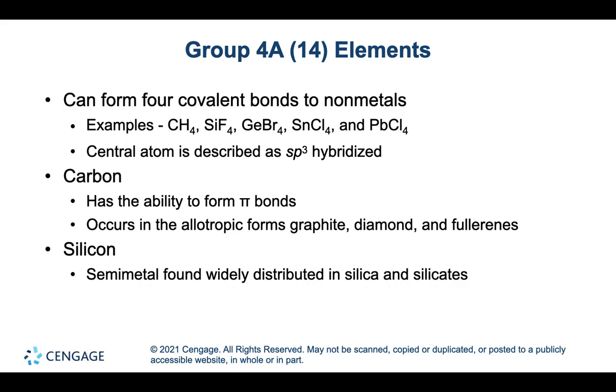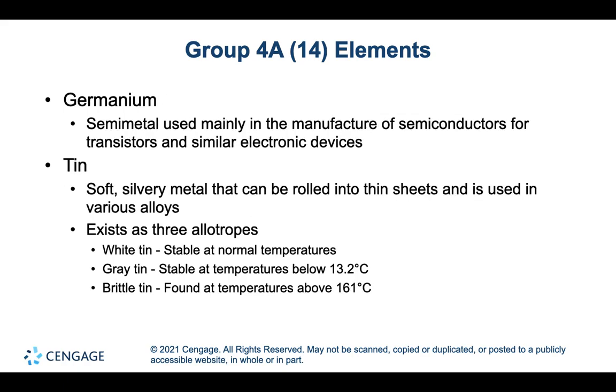Silicon is a semi-metal or semiconductor, typically found in a very high quantity out in nature in the form of rocks as silica or silicates. Germanium is a fairly rare semi-metal, but it's used in semiconductors and transistors and other electronic devices. Tin, as we know, is often found in thin sheets, tin metal.